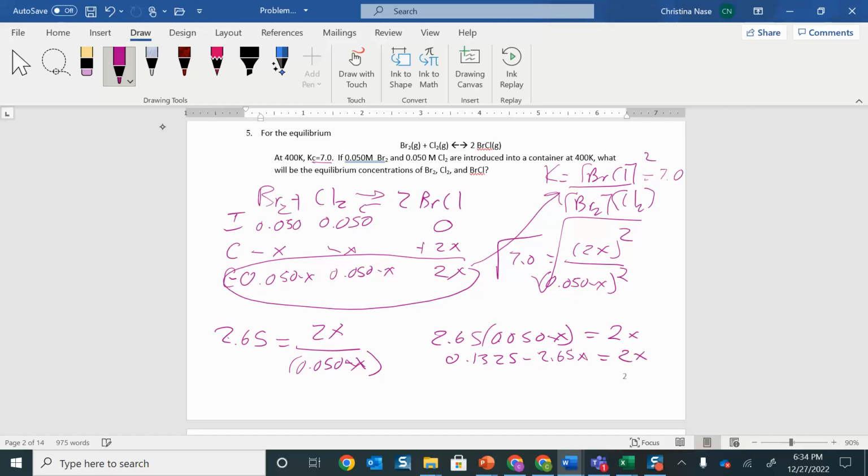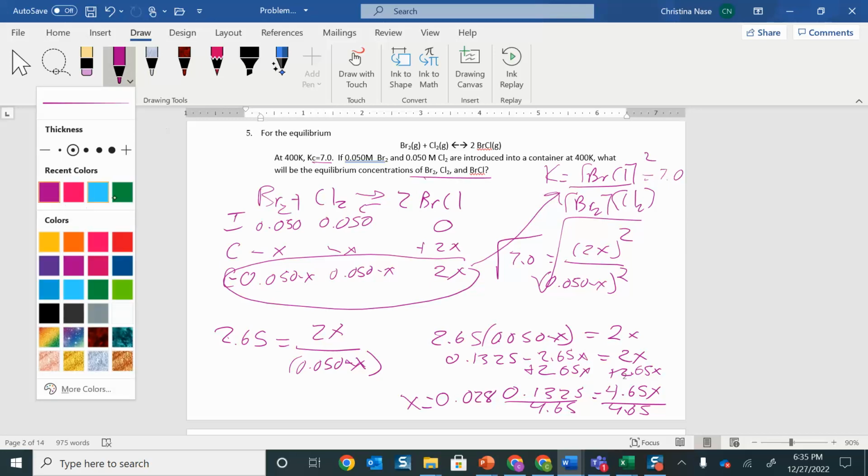is equal to 2x. I'm going to bring my x's onto the same side. I'm going to add the 2.65x over here, and you get 0.1325 is equal to 2x plus 2.65x, which is just 4.65x. Divide by 4.65 to solve for x, and x ends up being 0.028.